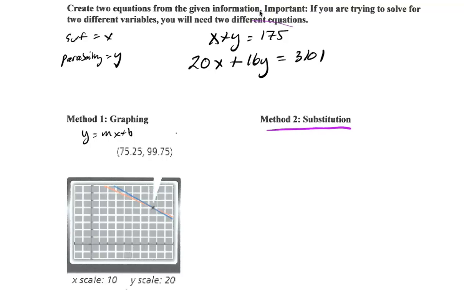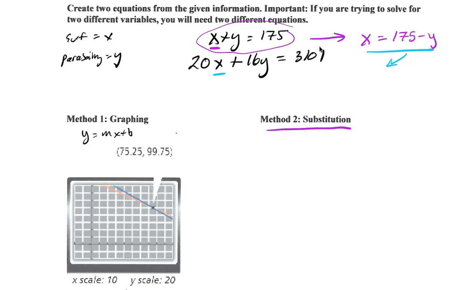Let's get x by itself. So what I'm going to do is subtract y from both sides to get the x by itself. So that's minus y, minus y. You're left with x equals 175 minus y. When we have the variable by itself, we're going to plug it into the equation over here. So we're going to substitute this in for my x over here.